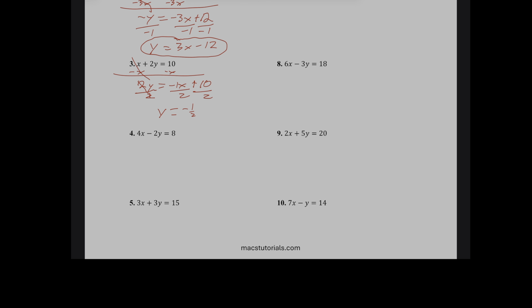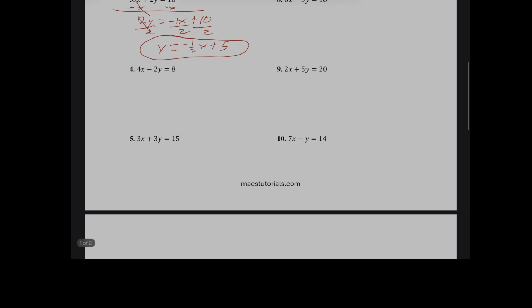Negative 1/2 x plus 5, because 10 divided by 2 is 5. Let's go on to number 4. First step is to get the y's on the left and the x's on the right. These are all written in what we call standard form, okay? And we're going to learn standard form later.